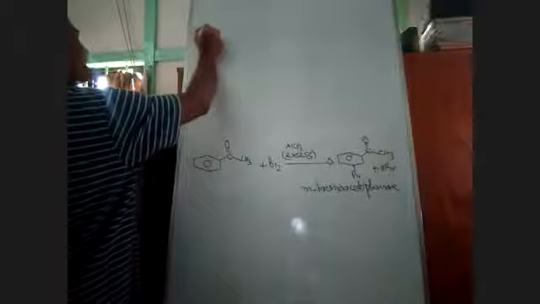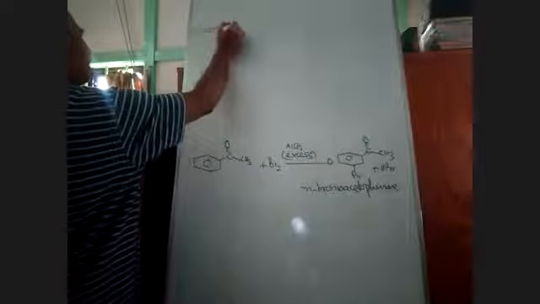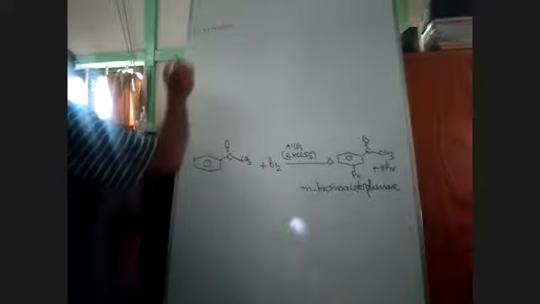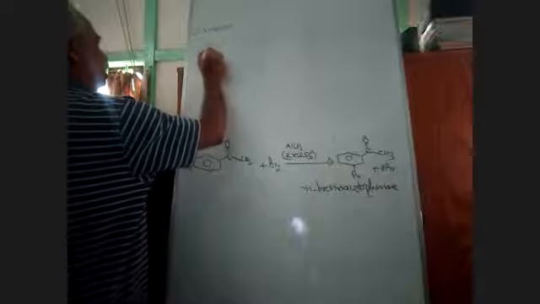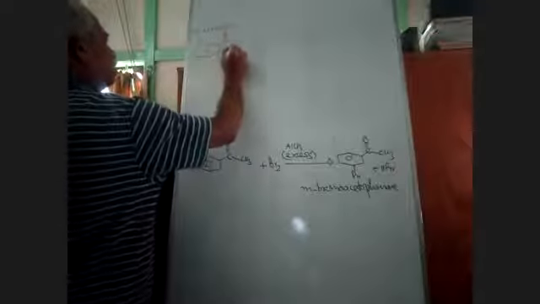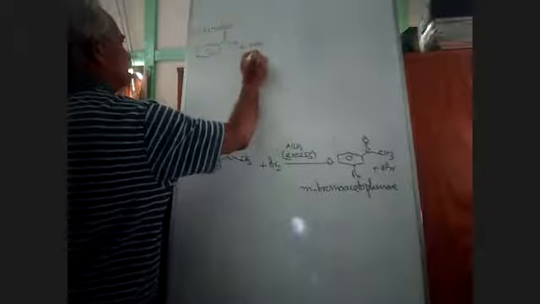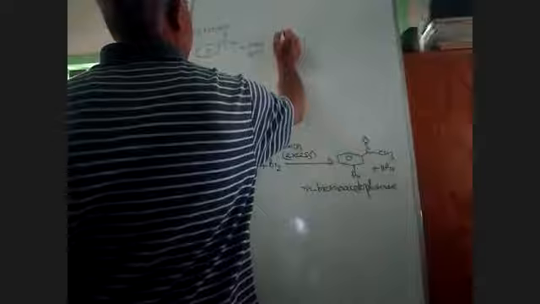Okay, then we'll go for the second, which is nitration. How is the nitration being done? We know the nitrating mixture: we treat benzaldehyde with a mixture of concentrated nitric acid and concentrated sulfuric acid. So we'll get here meta nitrobenzaldehyde.